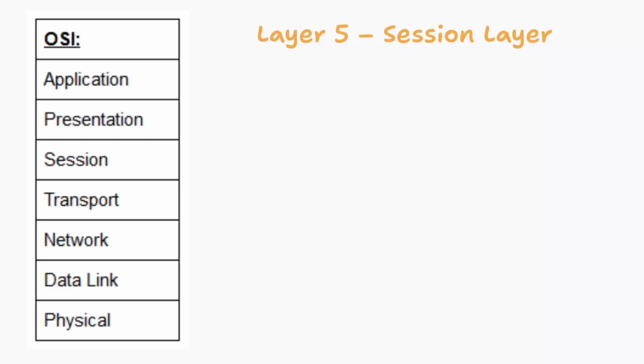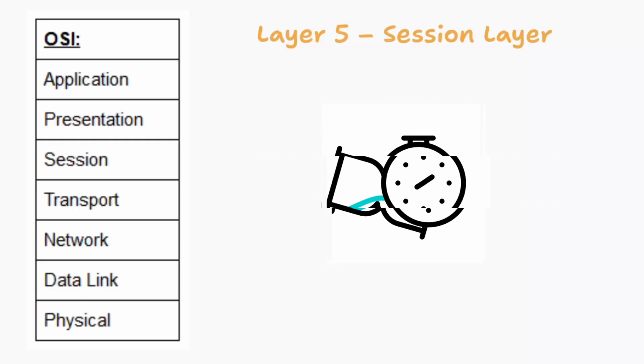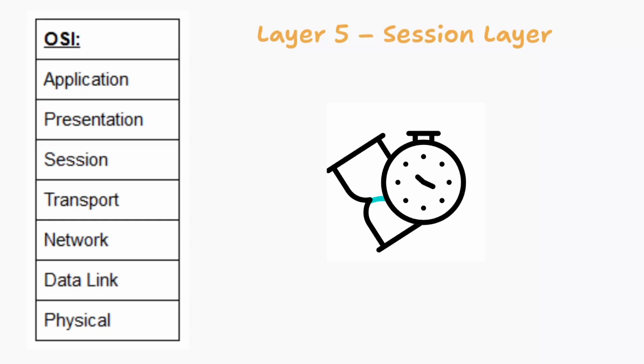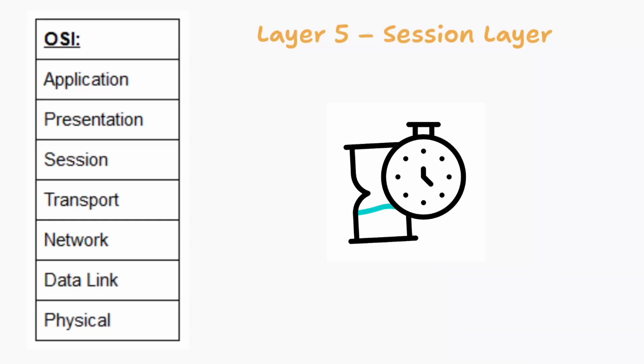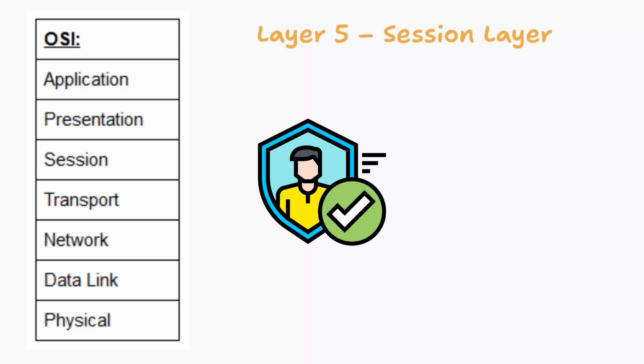In layer 5, we have the session layer. The session layer in the OSI model is responsible for the establishment of connections, management of connections, and termination of sessions between two devices. It also provides authentication and security.